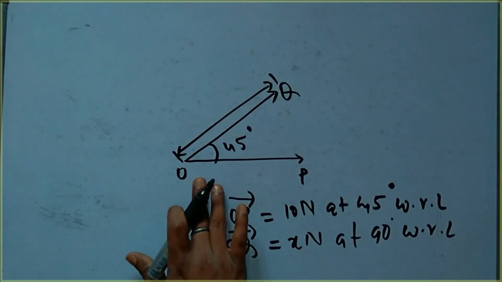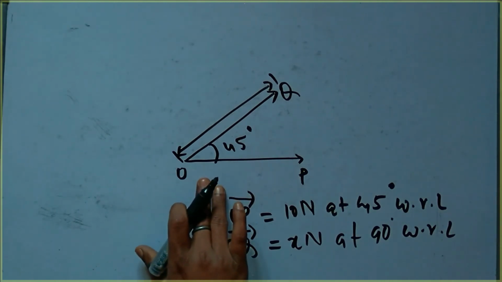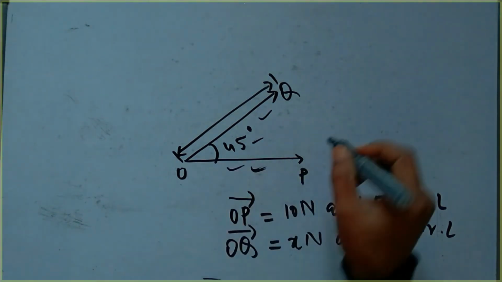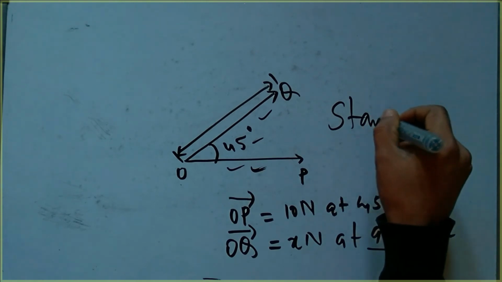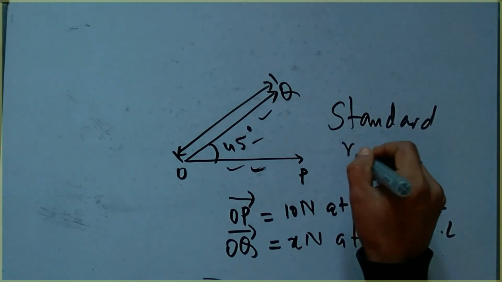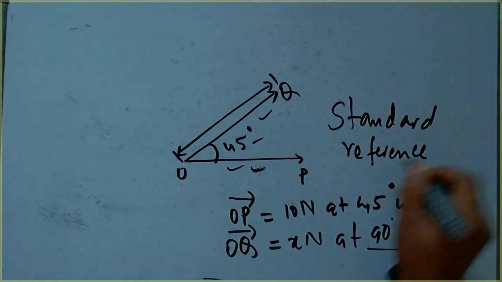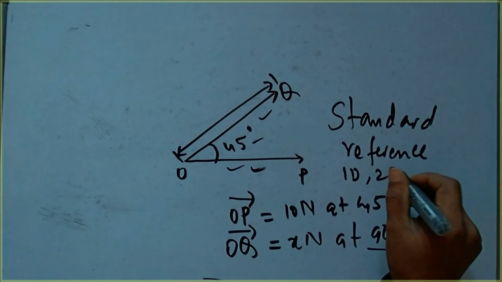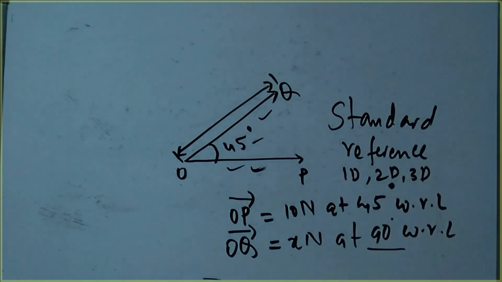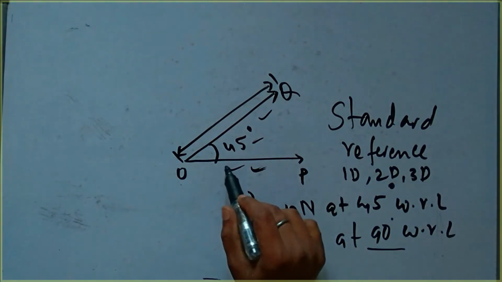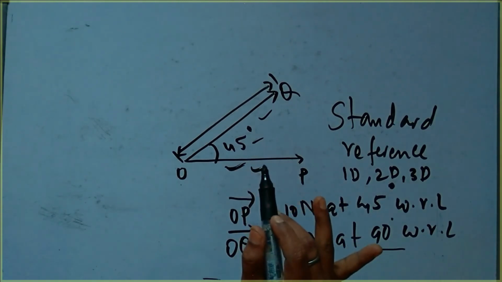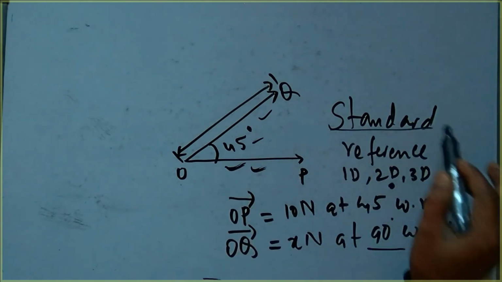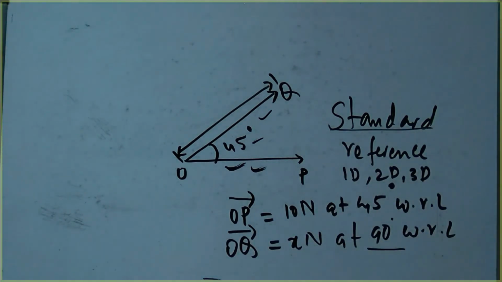Now this can be used to represent a vector, but it is not the best method to represent a vector. But it is always a good idea to use a standard reference. So we use a one-dimensional, two-dimensional or three-dimensional Cartesian coordinate system. This way can be represented. It can be done, but it brings a lot of confusion here. So it's better to use a standard reference line or system.